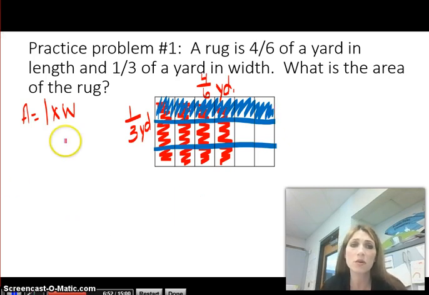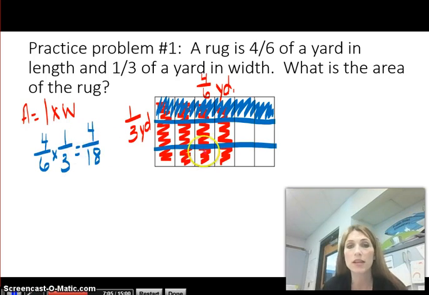Now right here, I could go ahead and use the standard algorithm, and I could multiply this out. And I should get 4/18. Let's see if my model shows that. My denominator is going to come from how many individual little squares I have here, and that is 1, 2, 3, 4, 5, 6, 7, 8, 9, 10, 11, 12, 13, 14, 15, 16, 17, 18.